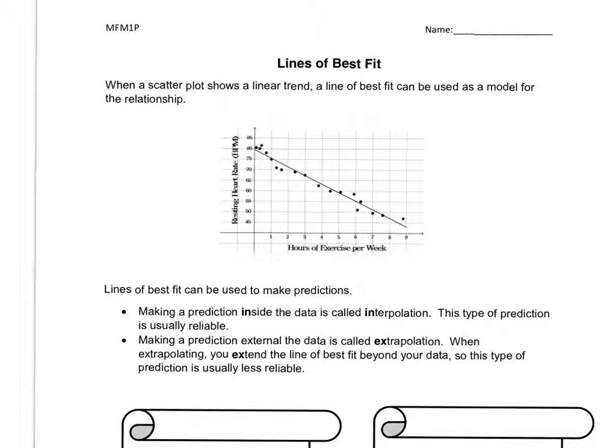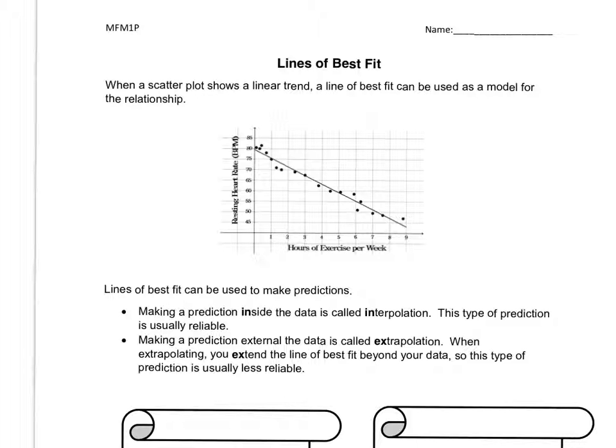So to start off with, I've given an example of a scatter graph, and we can see that there is a downward trend. So there's a decreasing relationship here. And we can see that this is the hours of exercise per week and resting heart rate. So as the hours of exercise per week increases, the resting heart rate decreases. Because there is a relationship here, we are able to draw a line of best fit. And then that line of best fit will help us make predictions.